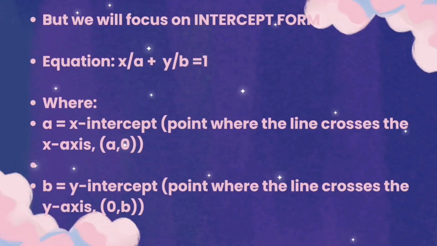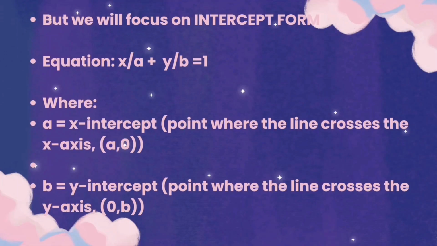This means out of all forms of a line, we are choosing one specific form. That form is useful when you already know where the line crosses the axis. The equation is x divided by a plus y divided by b is equal to 1. What this equation means: this formula describes a straight line using its intercepts. The line crosses the x-axis at some point. The line crosses the y-axis at some point. Those crossing points are called intercepts.